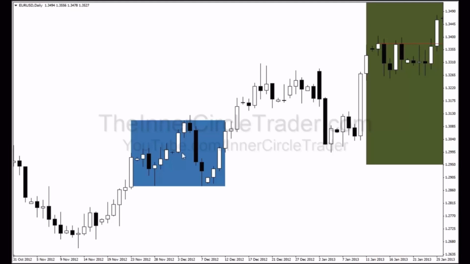What I want to draw your attention to is, again, on the daily chart, how I like to view the market. See this candle here? Okay, if we look at this candle right here, the body of that candle is to me the most useful portion of it.